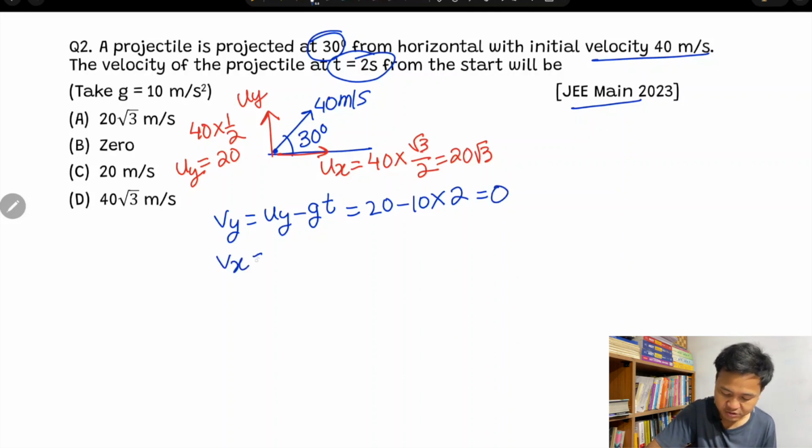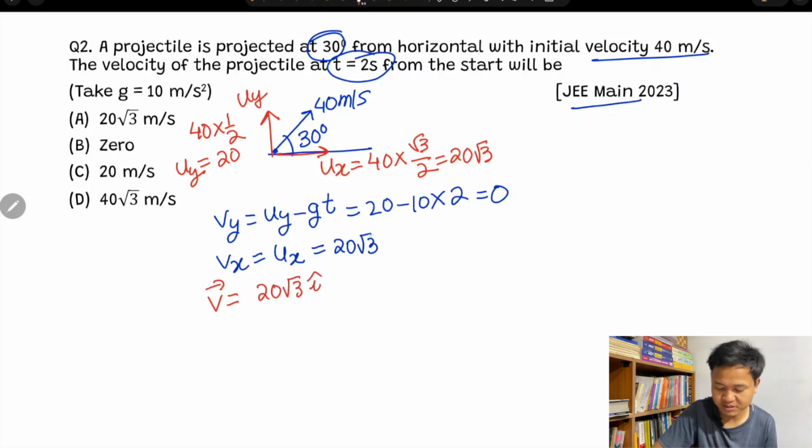So next, vx equals ux. The horizontal component is constant. So how much is this? 20 root 3. So how do you write the velocity? The velocity will be given by 20 root 3 i cap plus 0 j cap. Okay, so let's check the option. Which one is correct? So A, 20 root 3.